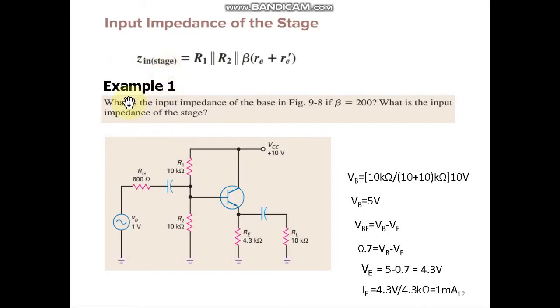Now based on this, let's solve one example. What is the input impedance of the base in the figure given below, where beta is equal to 200? Also you need to calculate the input impedance of the stage. First of all, let us calculate VB, that is a DC value. VB will be 10 upon 10 plus 10 into 10, so you will get 5 volt. VE is equal to VB minus VBE. Using this equation, you can easily get the value of VE, that is equal to 4.3 volt. And if you have VE 4.3 volt and your RE is also 4.3 kilo ohm, so your IE will be 4.3 divided by 4.3 K, which is equal to 1 milliampere.